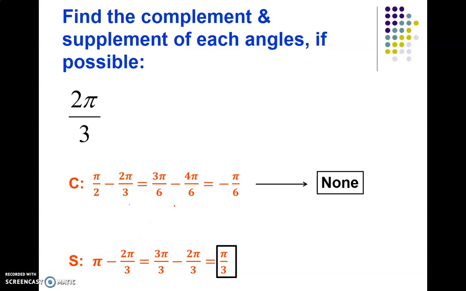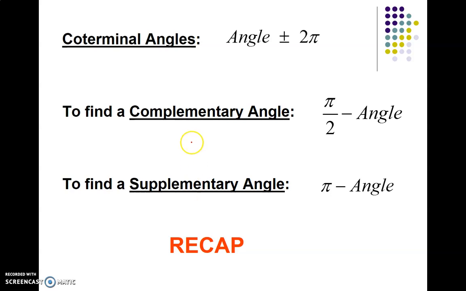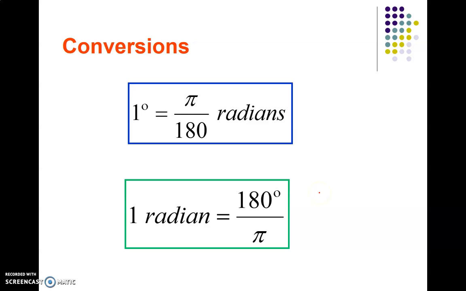Let's recap our lesson. Coterminal angles, we are going to add by 2 pi or 360 degrees. Complementary angles, you're going to subtract the given angle from pi over 2. And to find the supplementary angle, you're going to subtract the given angle from 180, which is pi. And then the conversion: degree into radian, we are going to multiply by pi over 180. And then radian into degree, you're going to multiply by 180 over pi.